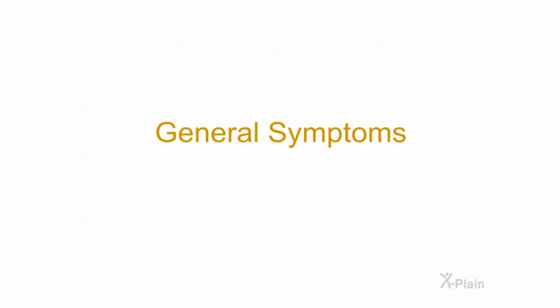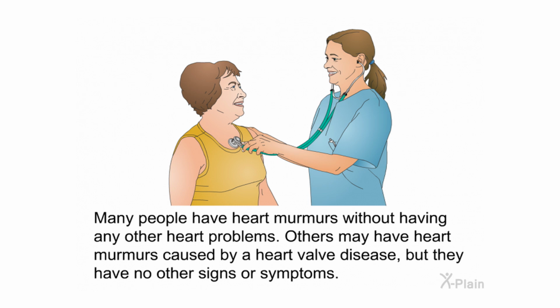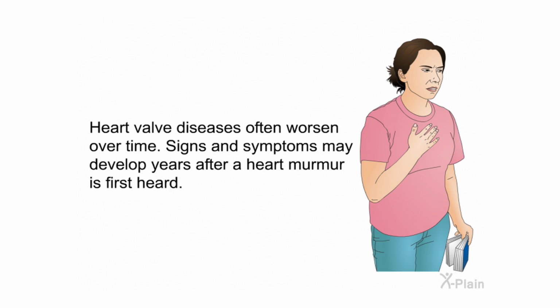General symptoms. The main sign of heart valve disease is an unusual heartbeat sound called a heart murmur. Many people have heart murmurs without having any other heart problems. Others may have heart murmurs caused by a heart valve disease, but they have no other signs or symptoms. Heart valve diseases often worsen over time. Signs and symptoms may develop years after a heart murmur is first heard.